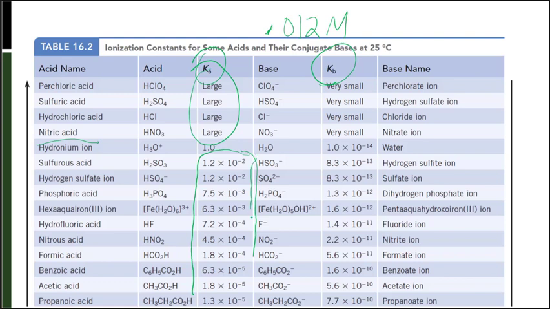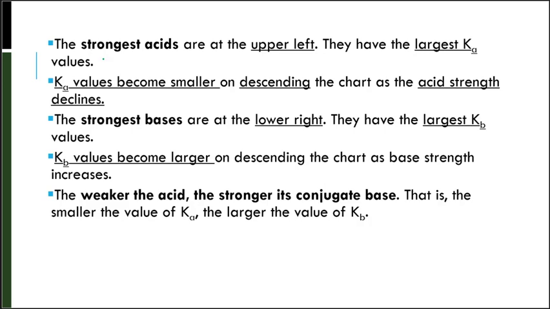And notice that as I go down, those values get smaller and smaller. Those strongest acids are in the upper left. They have the largest Ka values. And those Ka values get smaller when we go down the chart, and the acid strength gets weaker. The strongest bases are in the lower right. They have the largest Kb values.